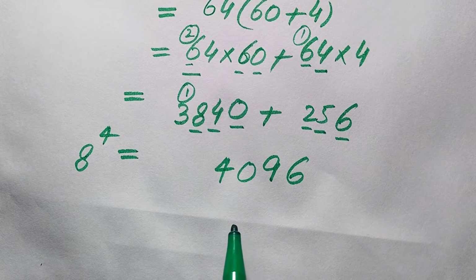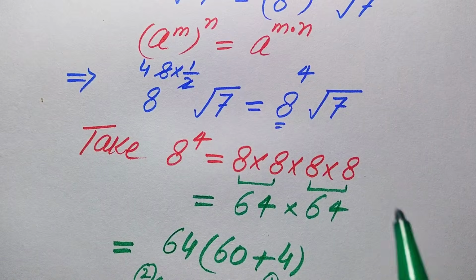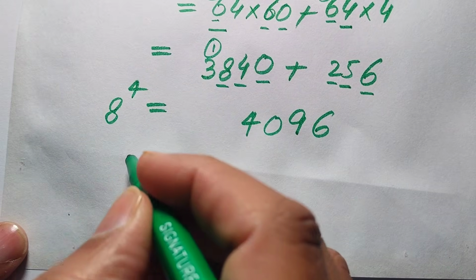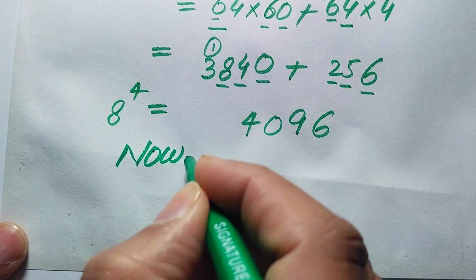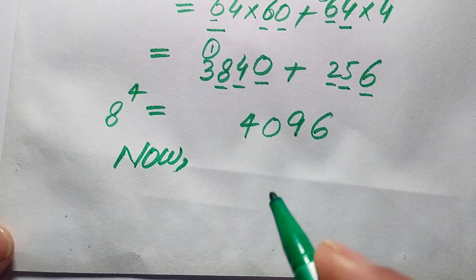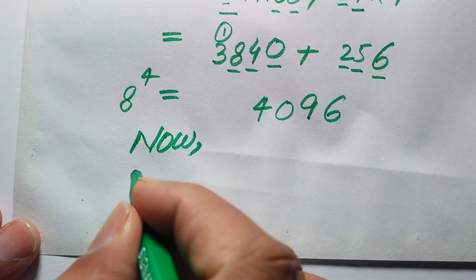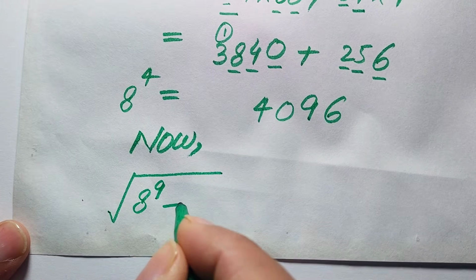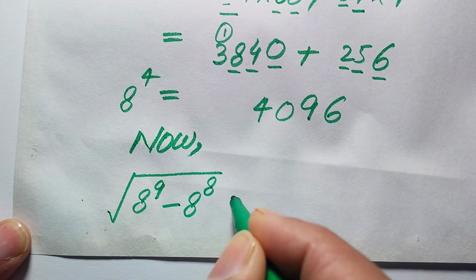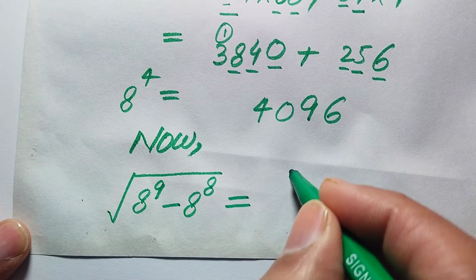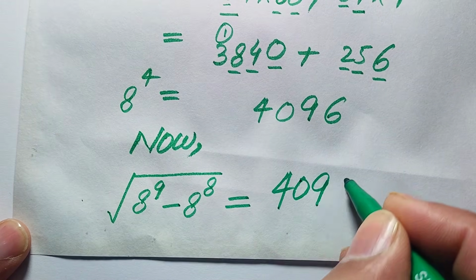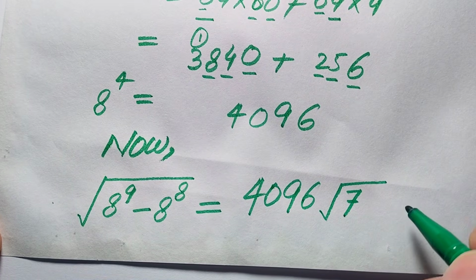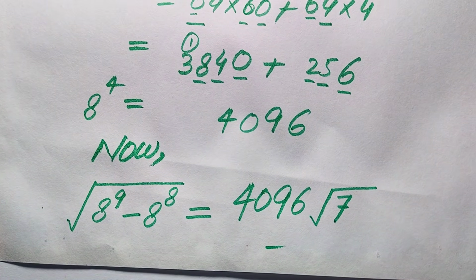So here we substitute this value of 8 to the power of 4 into the above expression, and finally we have the final simplified form: the square root of 8 to the power of 9 minus 8 to the power of 8 is equal to 4096 times the square root of 7. This is our final simplified form of the given question.